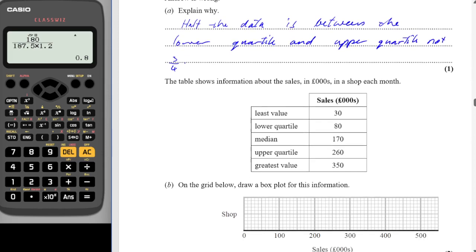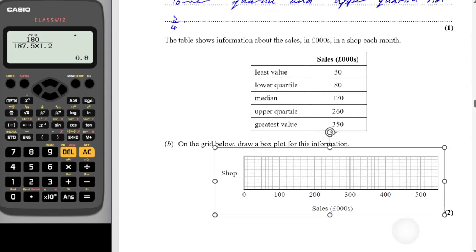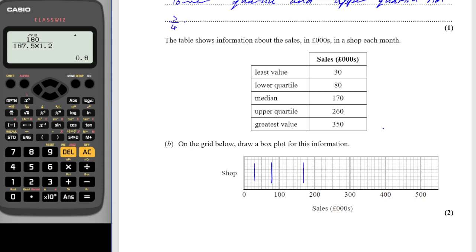Okay, table shows information about the sales in thousands in a shop each month. On the grid below, draw a box plot for this information. Okay, so the least value is 30, so we've got a scale here, 0 to 100, so it's going up in tens, so 30 is going to be that value there. The lower quartile is 80, so that would be that value there. We've then got the median at 170, so that would be here. We've then got upper quartile of 260. And then the greatest value of 350.